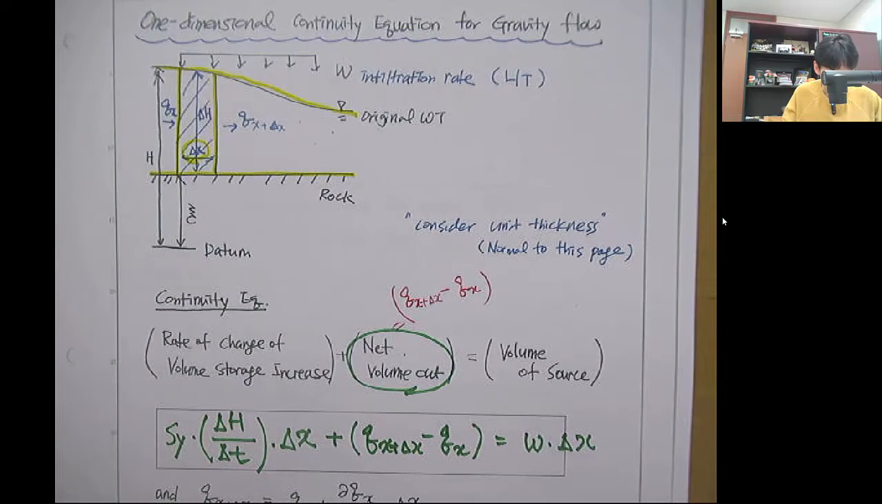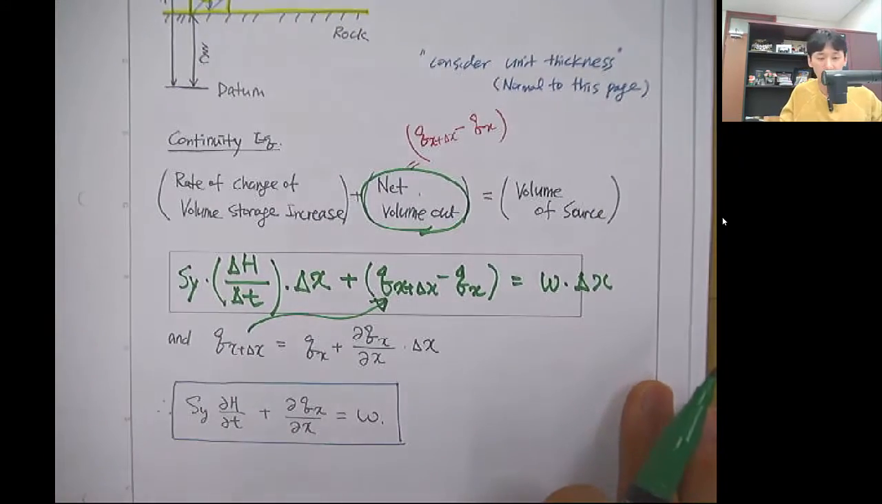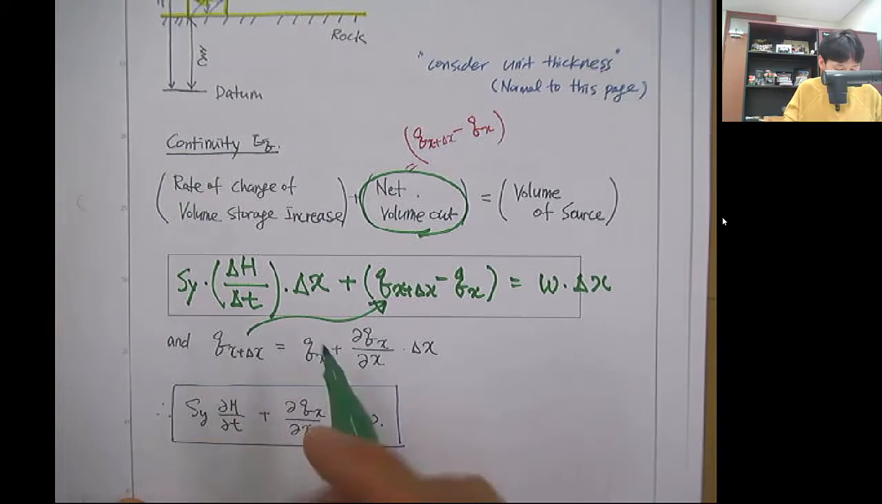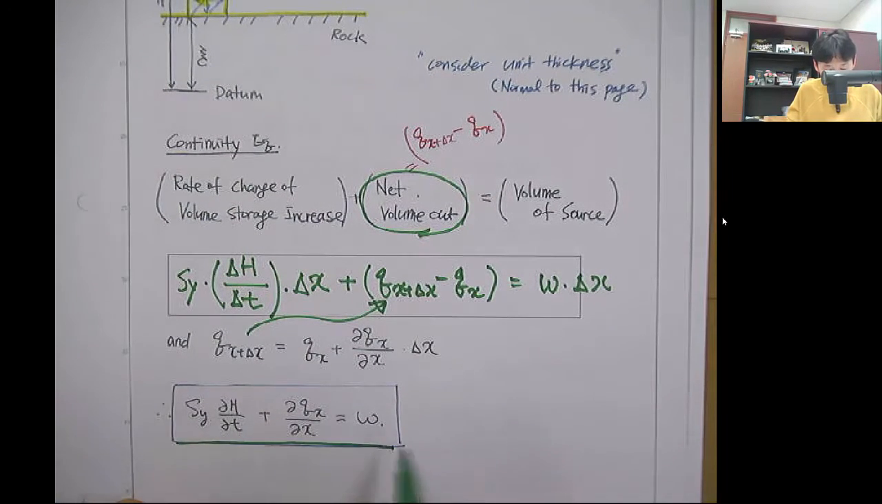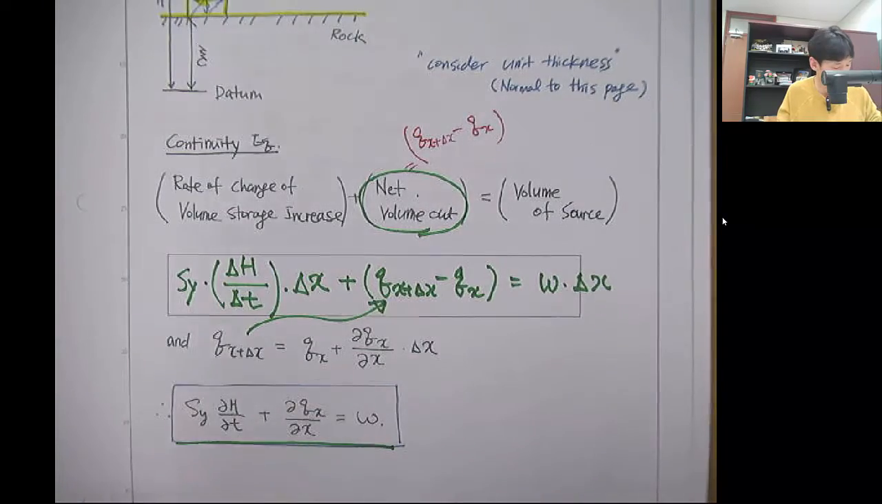And here the Q at x plus delta x is defined as Qx plus ∂Qx over ∂x, which is the Q gradient, multiplied by the delta x. Then you can simplify this equation to this final continuity equation: Sy times ∂h over ∂t plus ∂Qx over ∂x equals W.